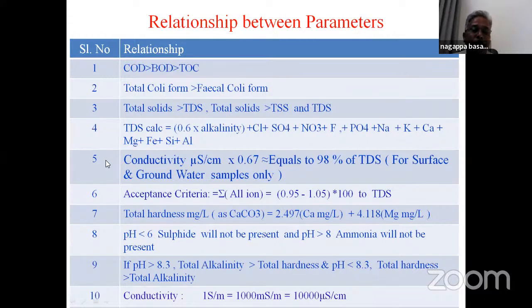For a given sample, measure the conductivity, multiplied by 0.67, approximately equal to 98% of the TDS. This is also one of the thumb rules we follow to verify the data. One more thumb rule, acceptance criteria of any report: the summation of all the ions should be within 0.95 to 1.05 of the TDS value. This is a second acceptance criteria for any given report. Add all the ions, that is called TDS. The summation of all the ions should be less than TDS. How much less? 95% to 105%. A 5% error is allowed in this criteria.